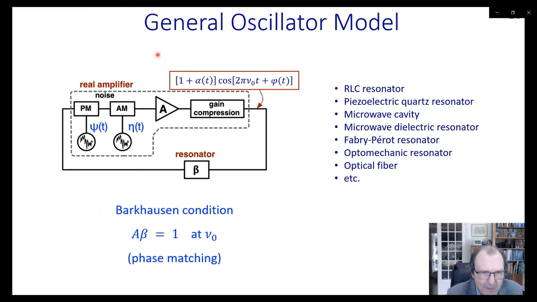And now we take a look at the things. So we describe the real amplifier as just an amplifier with gain compression here and with the amplitude modulation if needed, for sure with the phase modulation, and we have this resonator in the feedback. This model is rather general as it describes different types of oscillators. The Barkhausen condition for stationary oscillation, which is the same thing as phase matching, states that the loop gain A beta must be equal to 1 at the carrier frequency nu zero. 1 as a complex number, which means that the absolute value is 1 and the phase is 0 or a multiple of 2 pi.